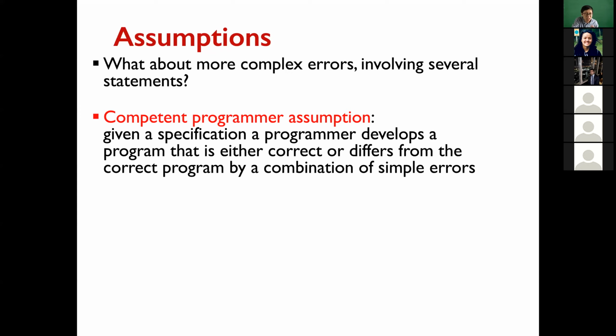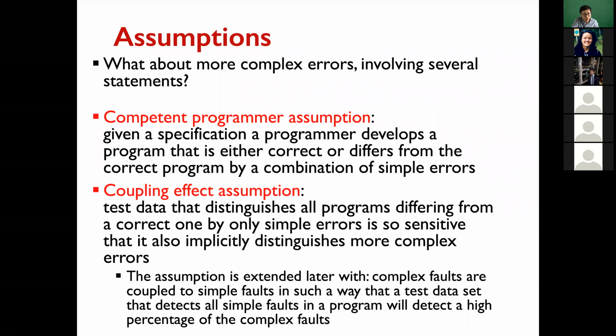a programmer, an experienced or competent programmer, when they develop a program, the program can be either correct or differ from the correct program by a combination of simple errors. So experienced programmers either make correct programs or make small mistakes. They don't make big mistakes because the big mistakes are easier to notice, right? So they make small mistakes or simple errors. That's the competent programmer assumption. The second assumption is the coupling effect assumption.